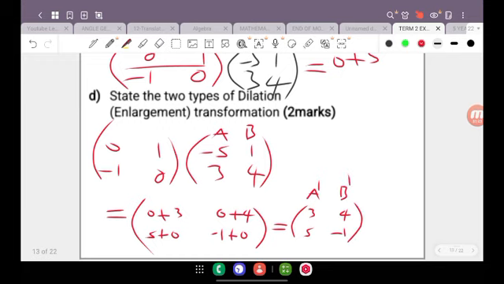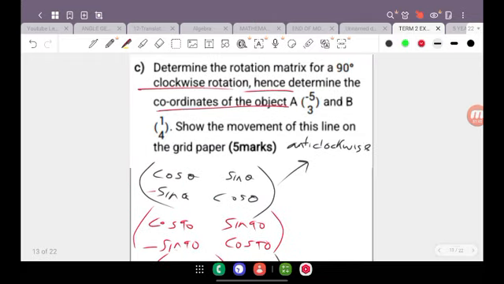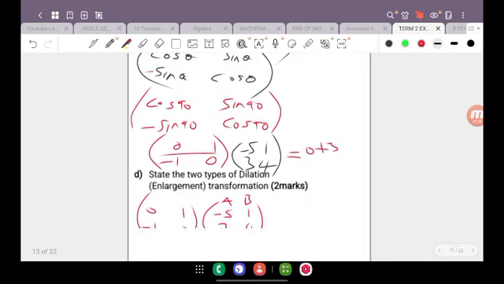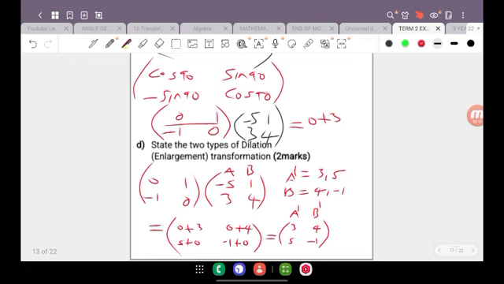So basically then, the coordinates that they're asking for, when they say that we should hence determine the coordinates of the object A, negative 5, 3, and B, 1, 4, we can safely say that A prime is equal to 3, 5, and B prime is equal to 4, negative 1. All right. That's the way CSEC wants you to do the calculation. This is just another neat way for CSEC to ask you to do matrix multiplication.